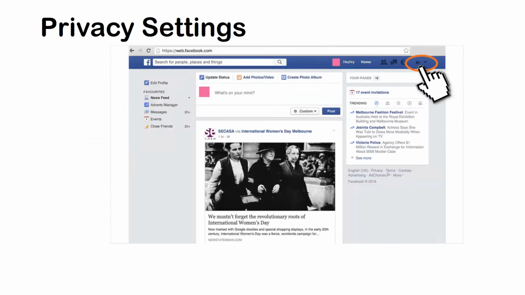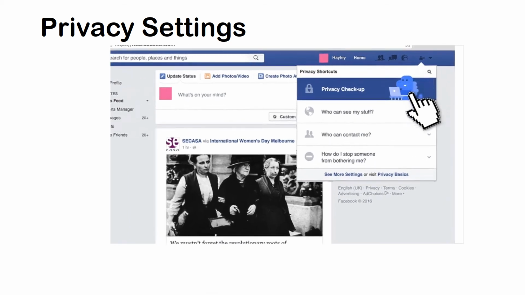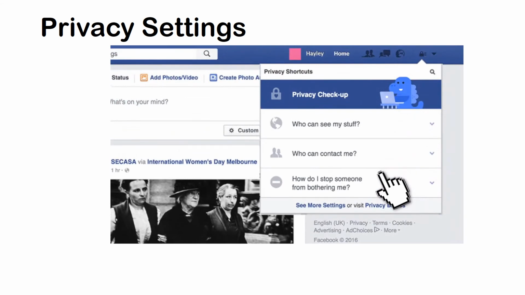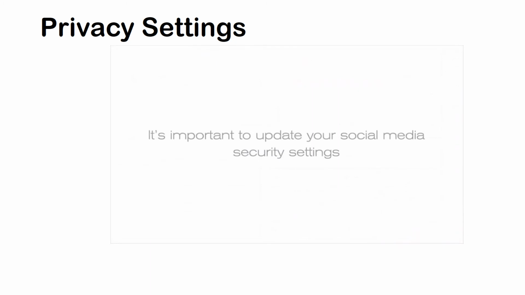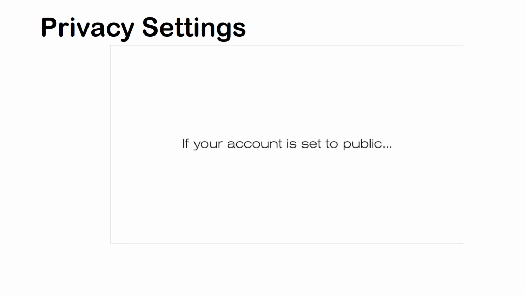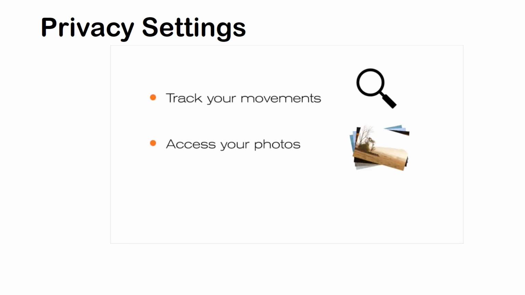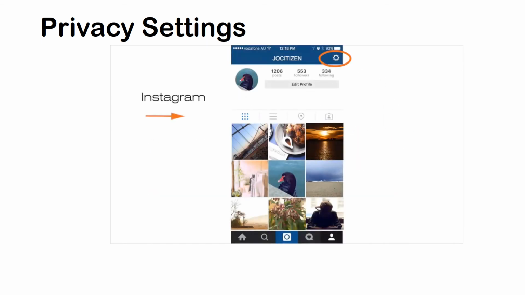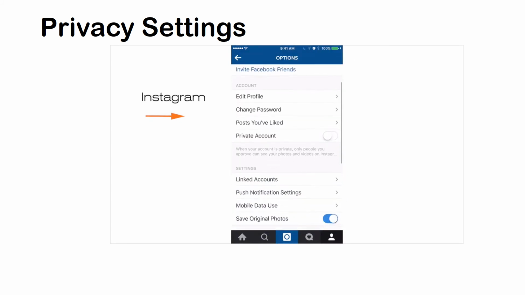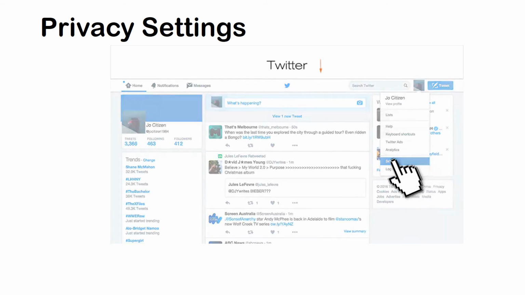Social media platforms have privacy or security settings that you can modify to make stricter in order to protect yourself online. These settings allow you to control who sees the content you post. It's important to update your social media security settings because if your account is set to public, it's easy for someone to track your movements, access your photos, or find you in a web search. I've shown you Facebook, but check for privacy or security settings on all your social media accounts. How detailed these settings are depends on the site.